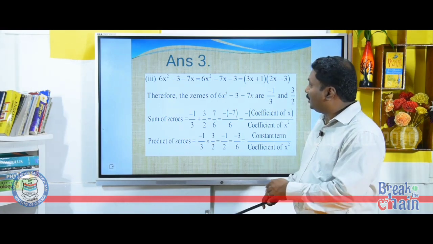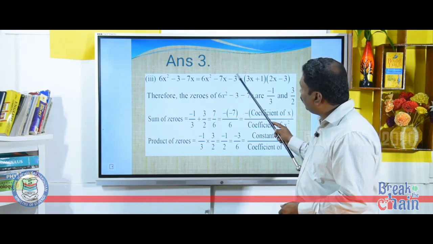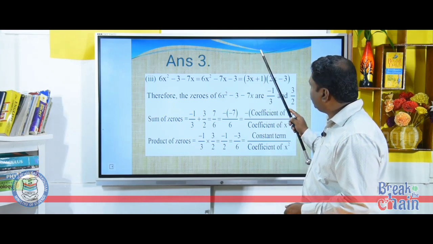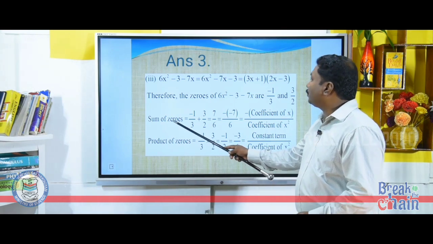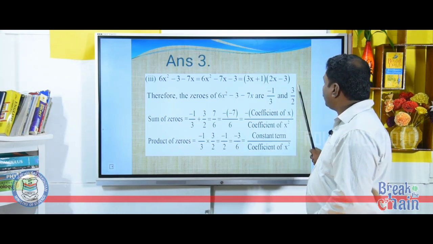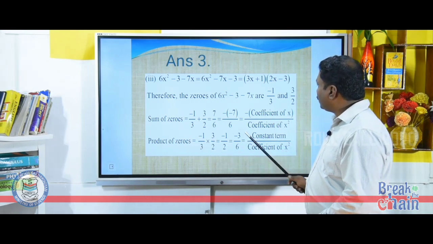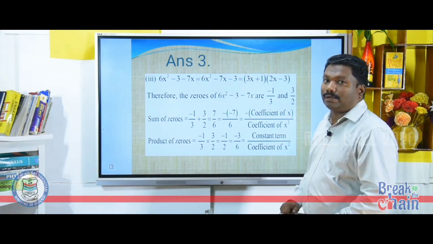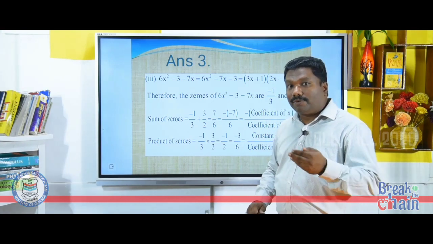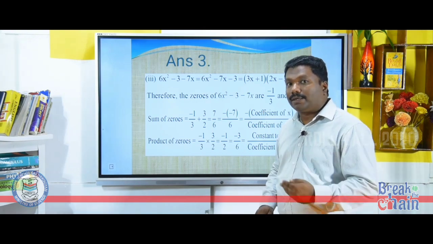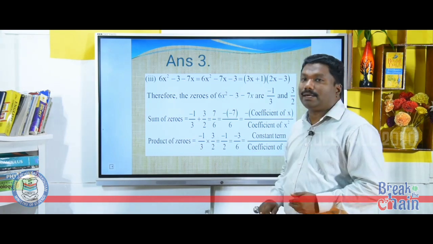So, what we have seen: the quadratic polynomial is 6x square minus 7x minus 3, and its zeros are minus 1 by 3 and 3 by 2. Sum of the zeros equals minus of coefficient of x by coefficient of x square. The product of the zeros means constant term by coefficient of x square. Thus, we verified: sum of the zeros, alpha plus beta, equals minus b by a, and alpha beta equals c by a. That concept we verified in the problem 6x square minus 7x minus 3.